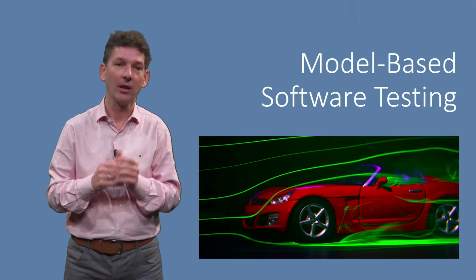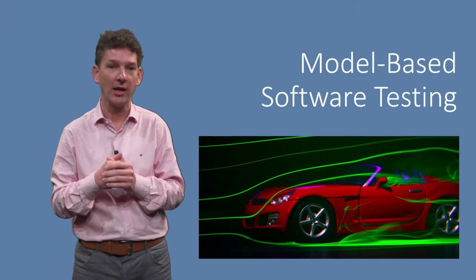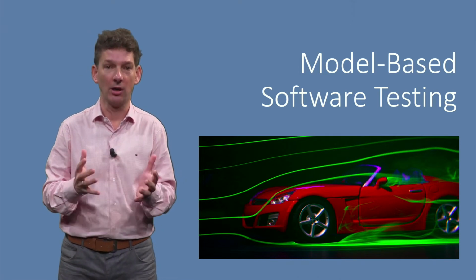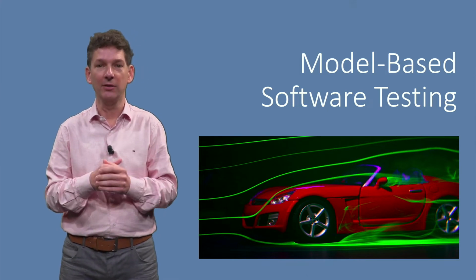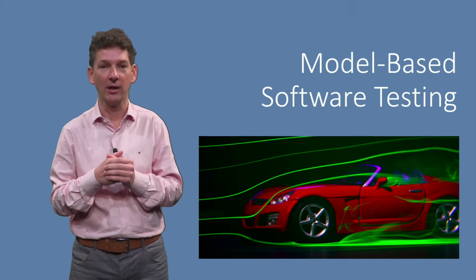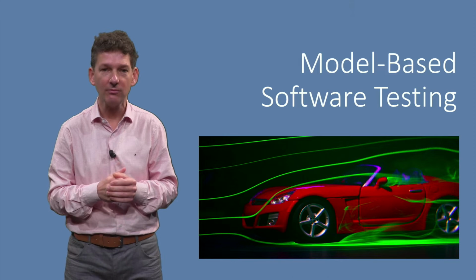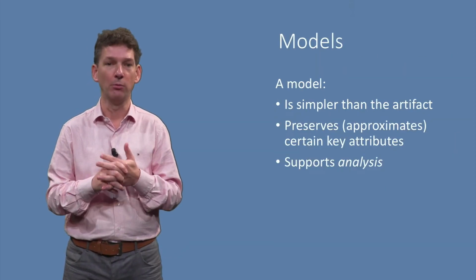As an example, the car industry uses physical models of cars to test a car's aerodynamic properties. The car tested is a simplification of a real car. It may not even have an engine, but it preserves the properties needed to analyze its aerodynamics. Well, these characteristics also hold for software models.